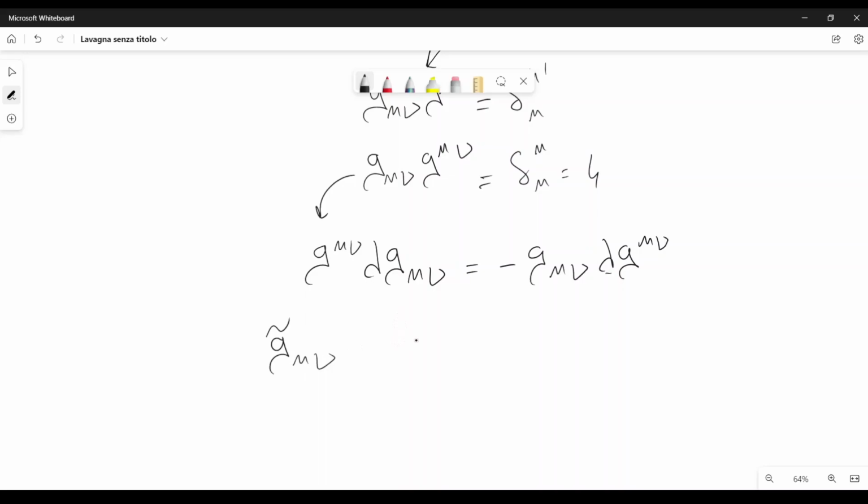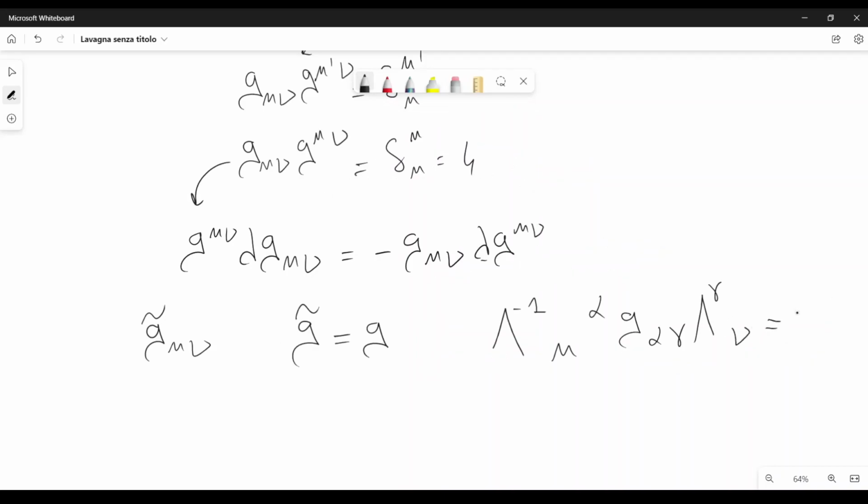So also remember that the determinant of g tilde, which I will just denote like this, is equal to the determinant of the matrix g_{μν} for basic rules in linear algebra, because the transformation which transforms the matrix g_{μν} to the matrix g tilde_{μν} is of this kind. We have some matrix Λ inverse^μ_α g_{αγ} multiplied by Λ^γ_ν. This is equal to g tilde_{μν}.